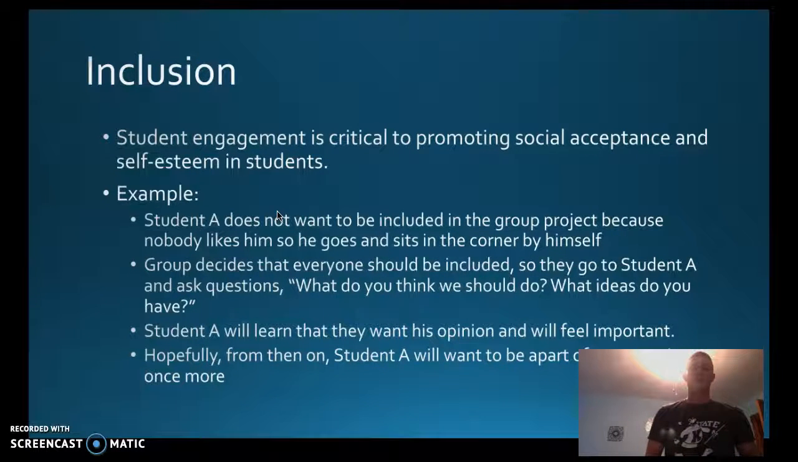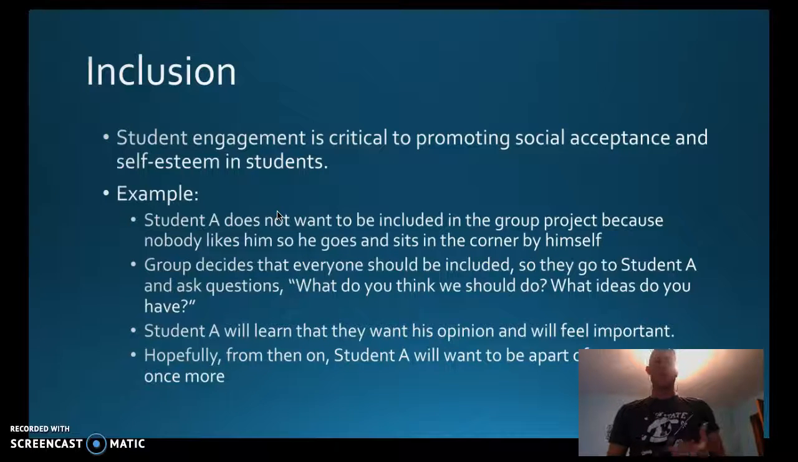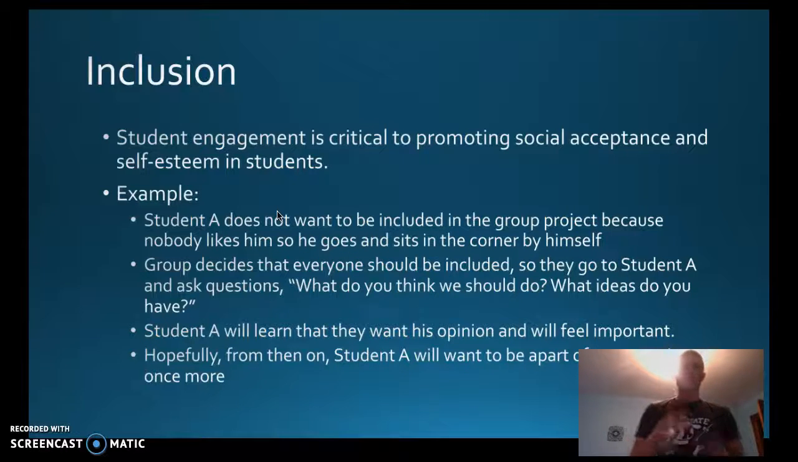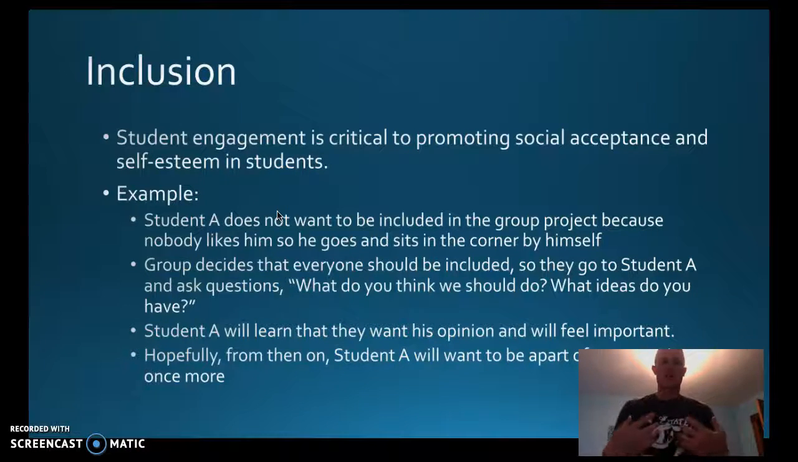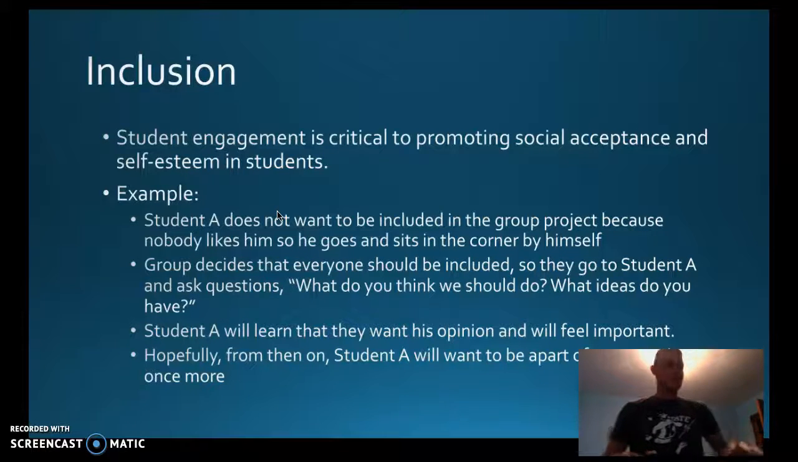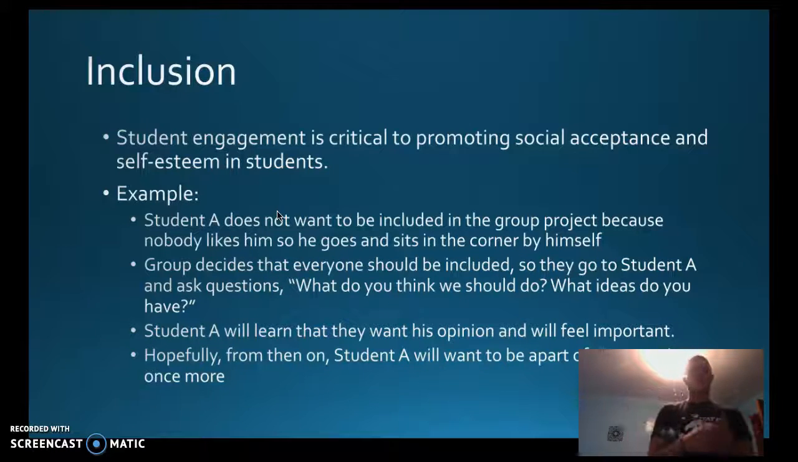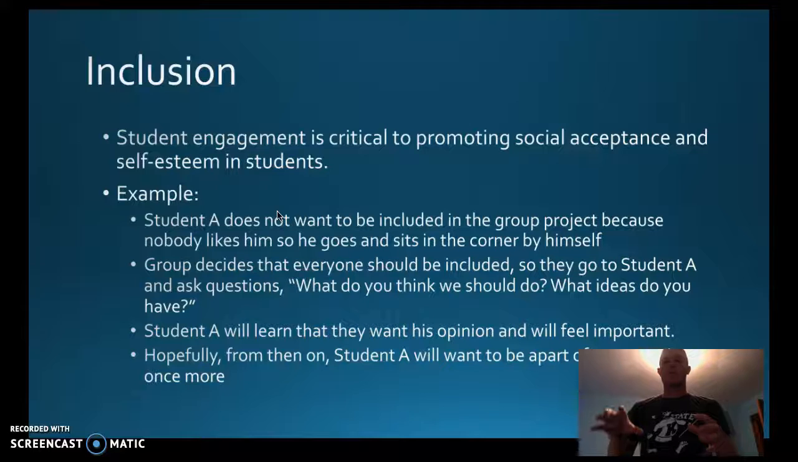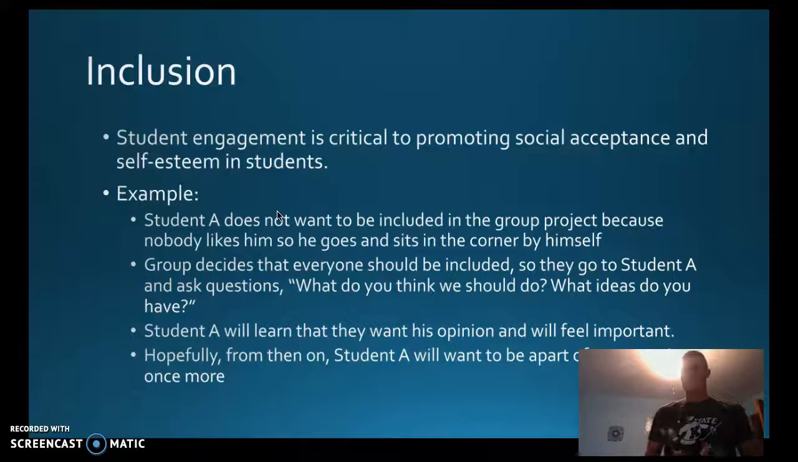One of the ways that students can boost their self-esteem and their social acceptance, and promote different ways to learn, is that we as teachers can have inclusion with the students. Student engagement is highly critical to promoting social acceptance and self-esteem in students. Just by including them in groups, in group projects, and group activities, their self-esteem will rise from here to here, and that's just great in itself. And then not only the self-esteem, but the social aspect of it.